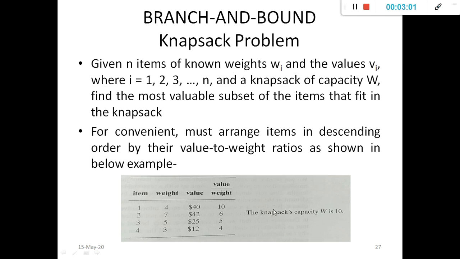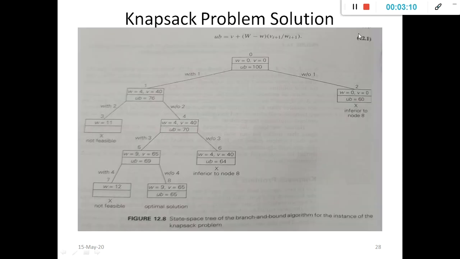Also, given that in this example the knapsack capacity W is equal to 10. Initially, at node 0, you have to find the upper bound value with w equal to 0 and v equal to 0. That indicates no item is placed into the knapsack, that's why the weight is equal to 0 and the value is equal to 0. Then put w equal to 0 and v equal to 0 in this formula, and you will get the new upper bound value as 100.